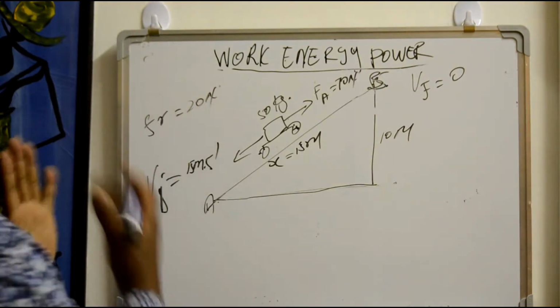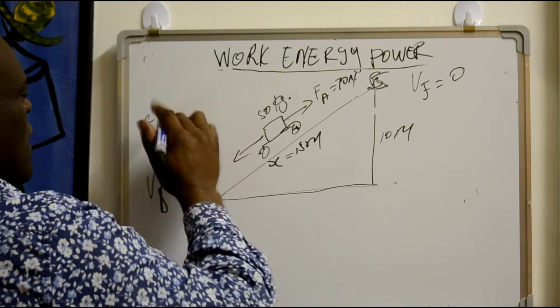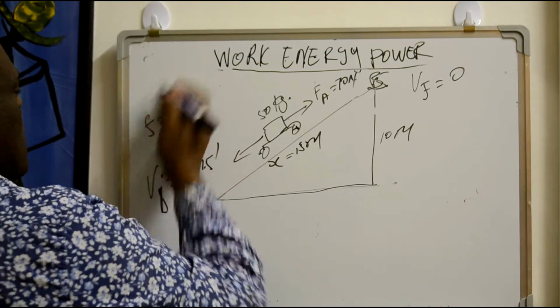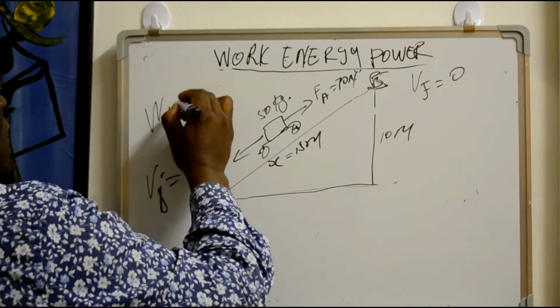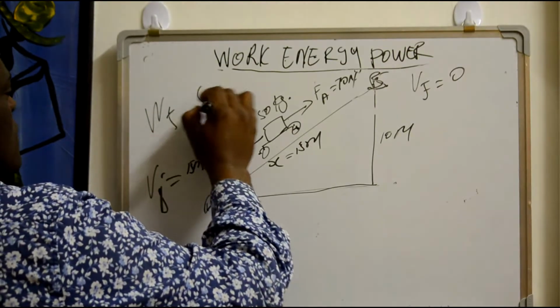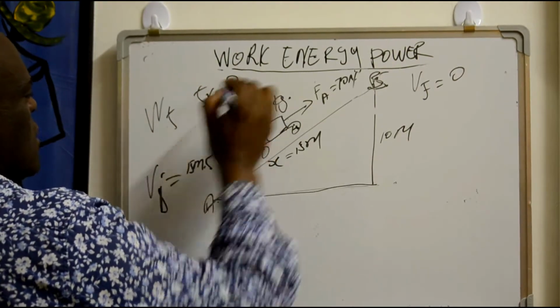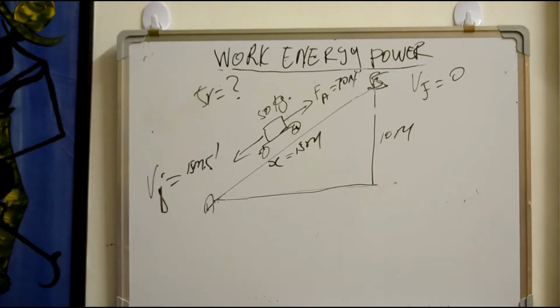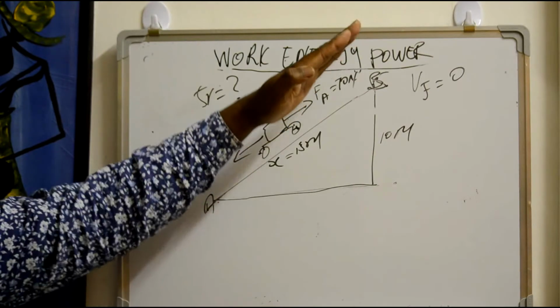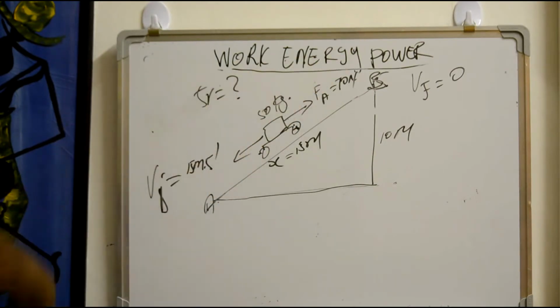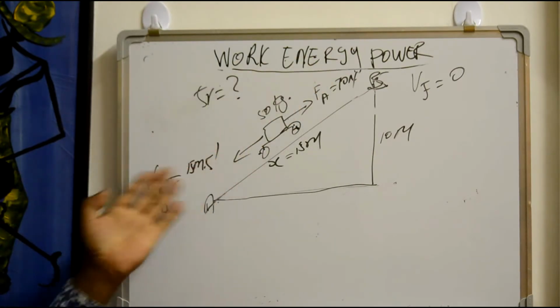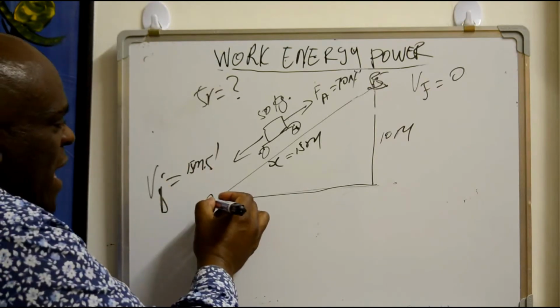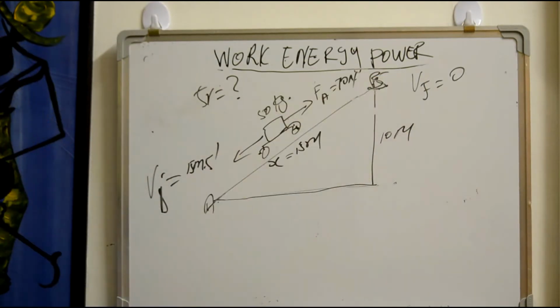Let's say friction is not given. So the unknown now is the friction. We don't know the friction, but this box is moving upwards. So we need to calculate the work done by the friction as the object moves from A to B. So obviously we go to a formula, which is work net.